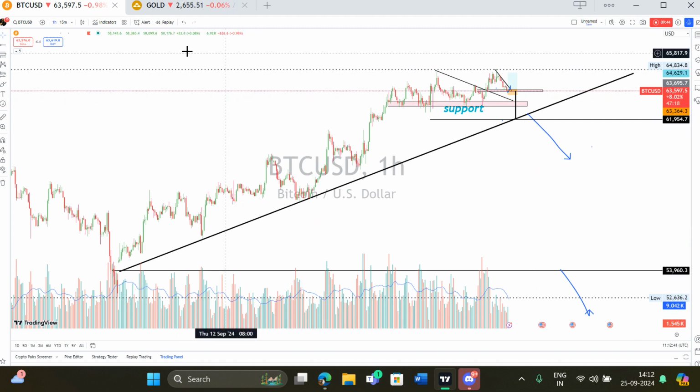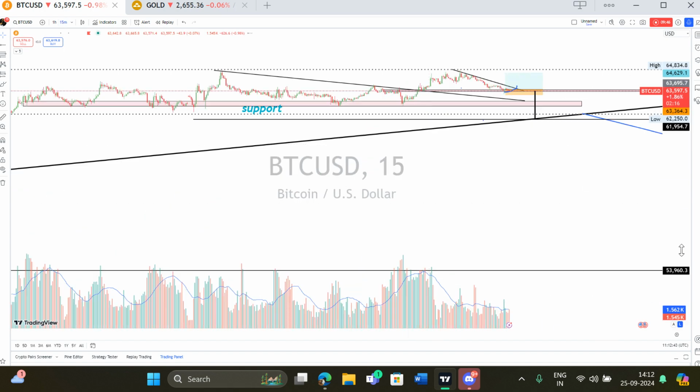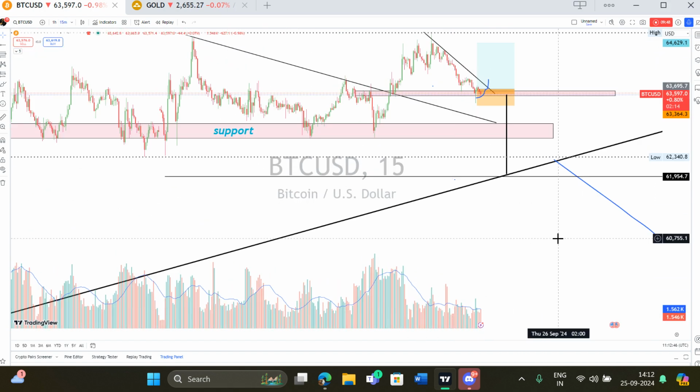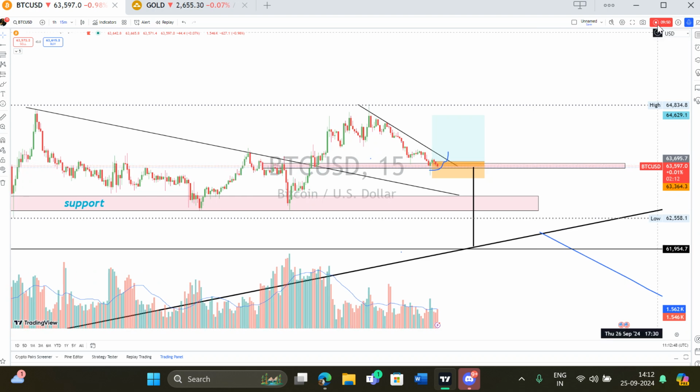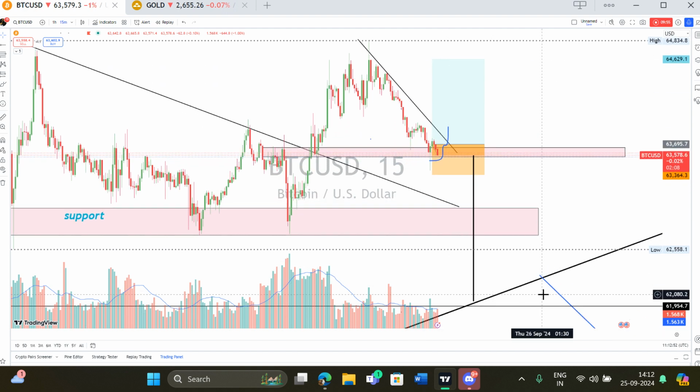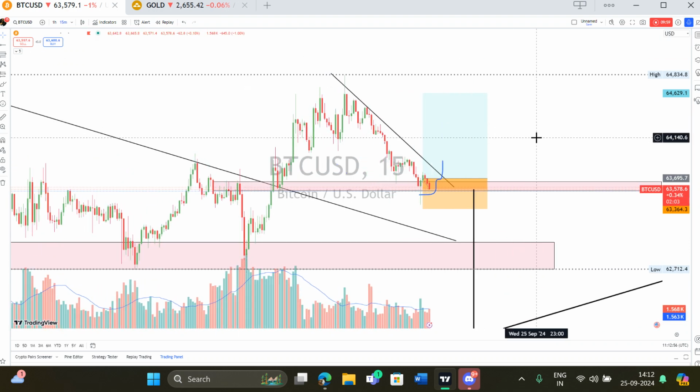I think we are going to lose. We can go to 15 minutes right now and check exactly what is going on. What do we see here? See here. It's making red candles, all red candles here. So make sure, I'm in a hurry.